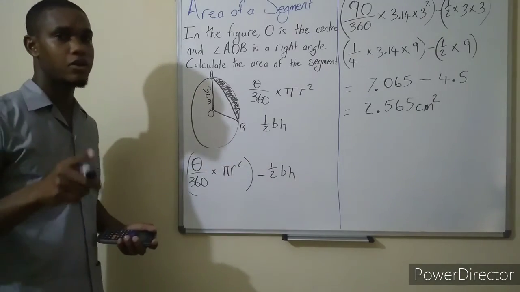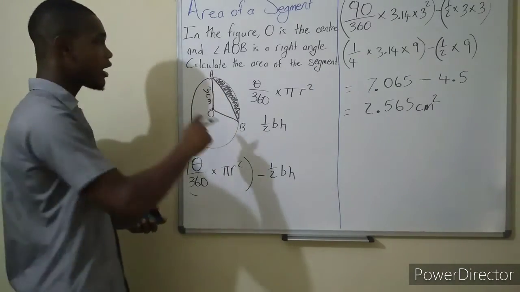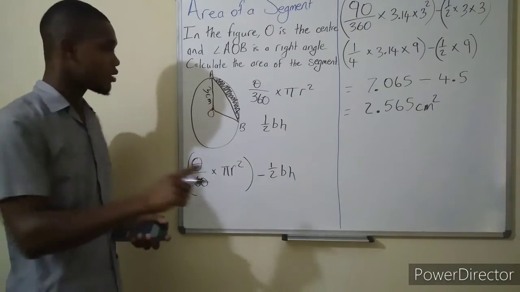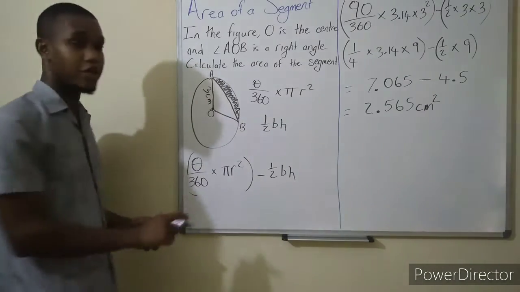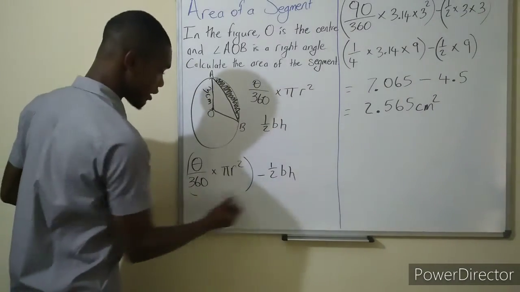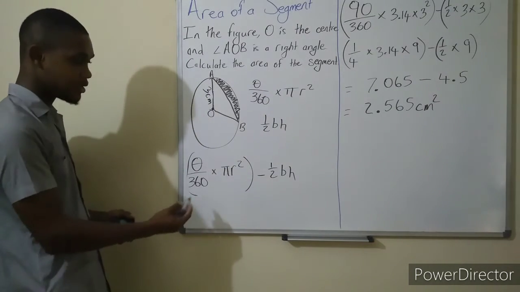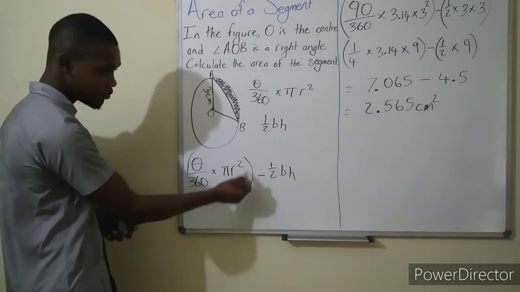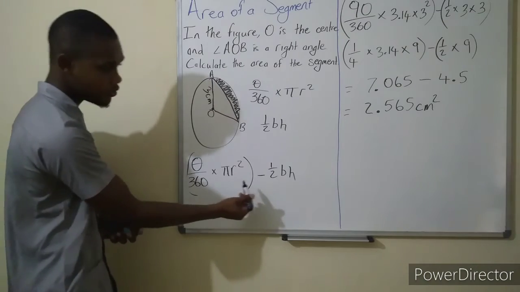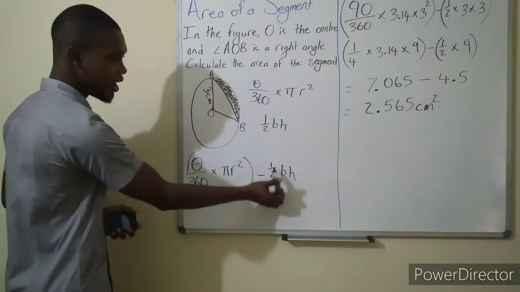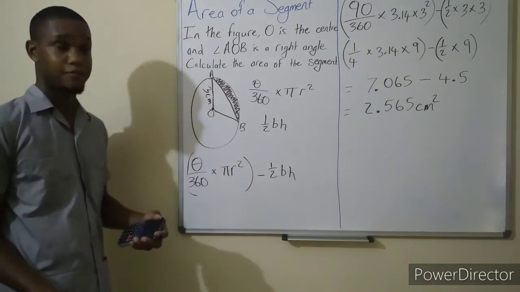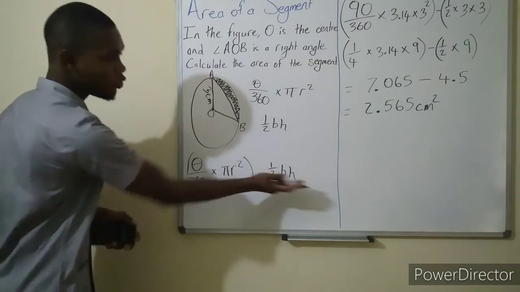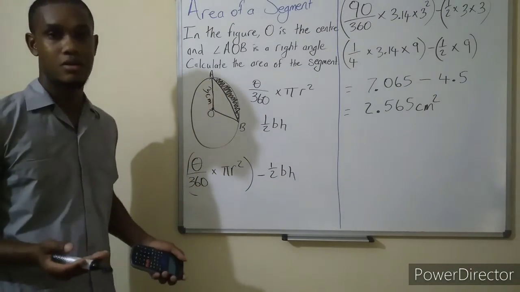Once you're thinking about the area of a segment, think area of the sector minus the area of the triangle that you are seeing. This is the entire formula: theta over 360 multiplied by pi r squared, which is the area of the circle, minus half base times height. And this is generally the formula that you are required to use in CXC.